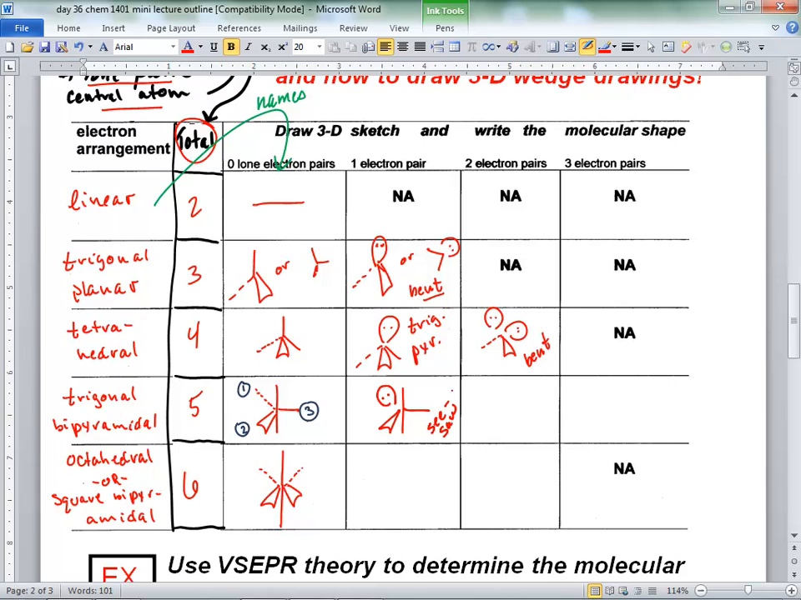Okay. Now replace the second one. So we're left with pretty much this. That shape would be what letter? T. So they call it T shape.